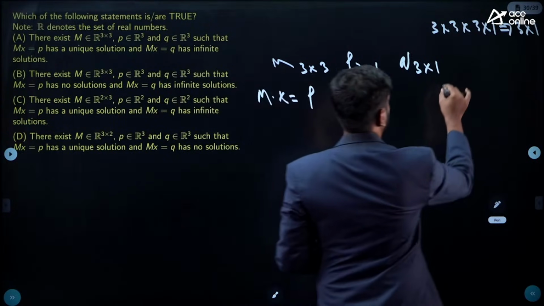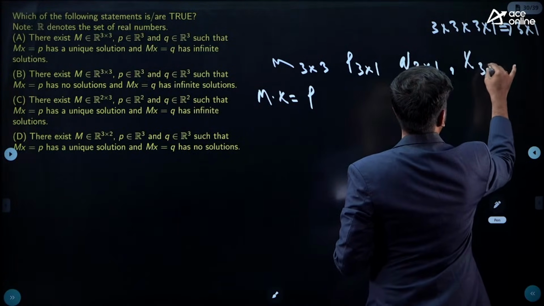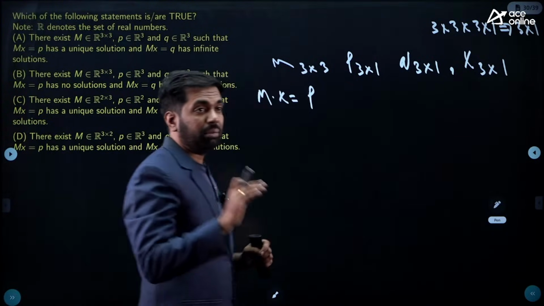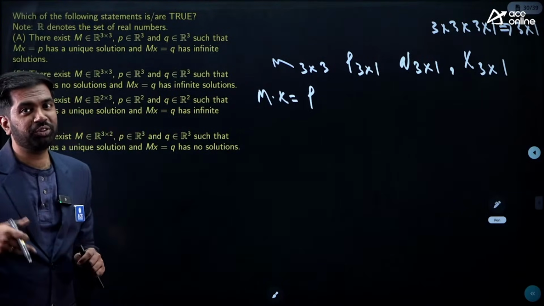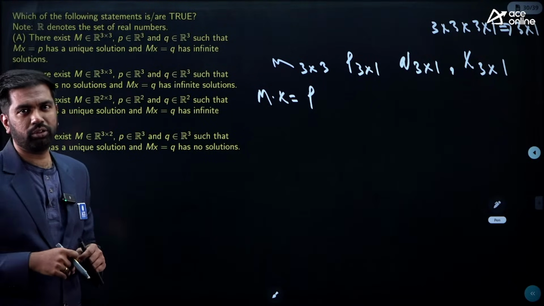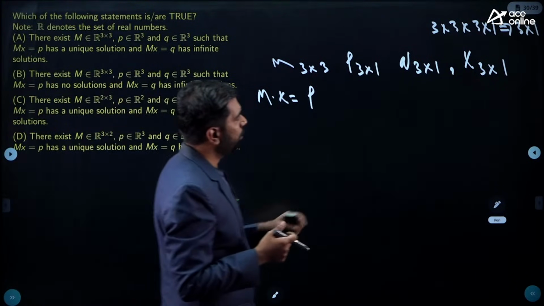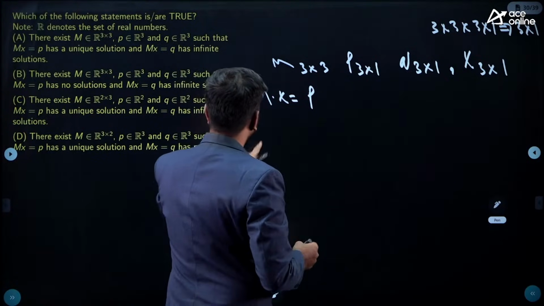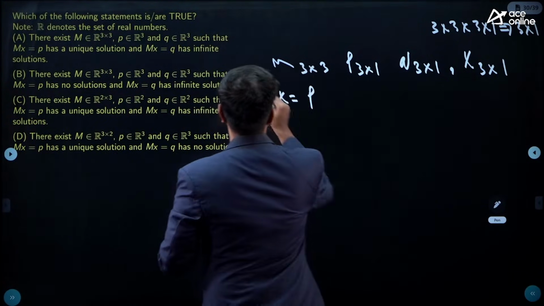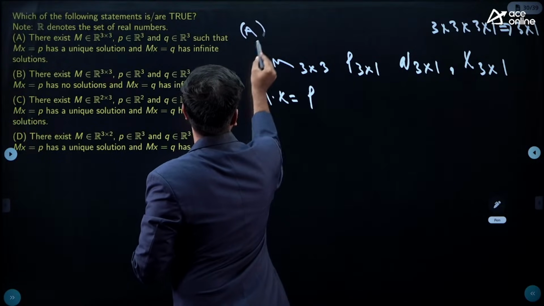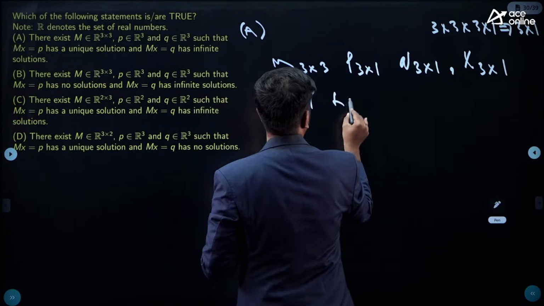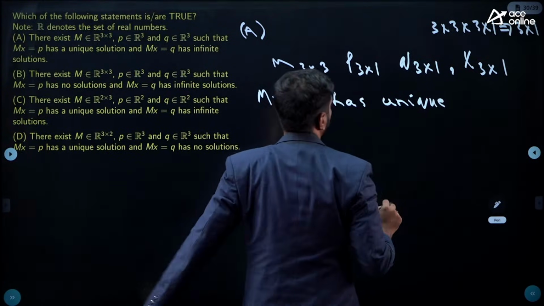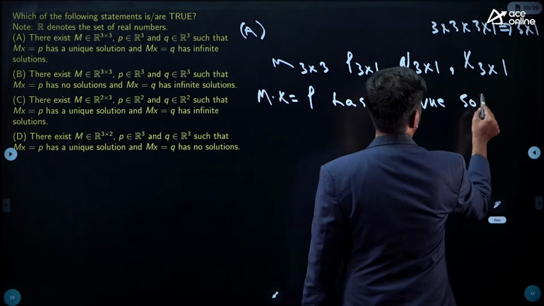So please imagine that X is a 3 cross 1 vector. The moment you say it's a 3 cross 1 vector, it means there are 3 unknowns, which is very important in deciding the nature of the solution. A 3 cross 1 unknown vector means it has 3 unknown variables. According to option A, so what option are we analyzing? We are analyzing option A. Mx equal to P has unique solution. This is what they are claiming.